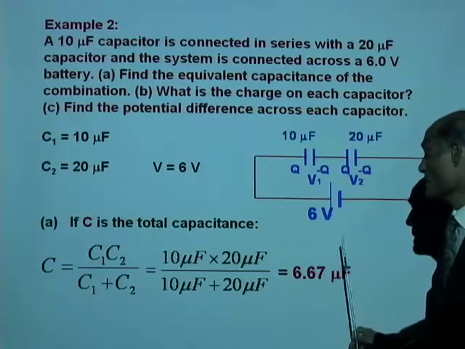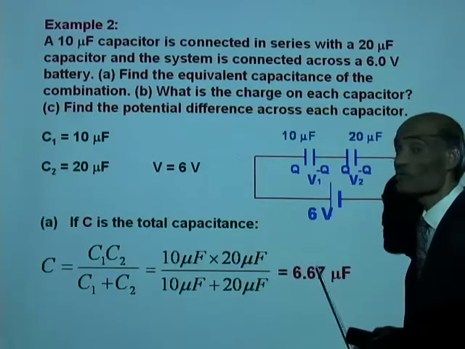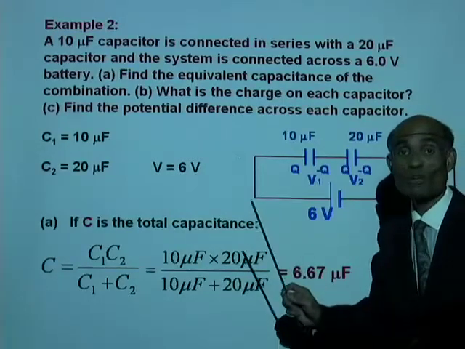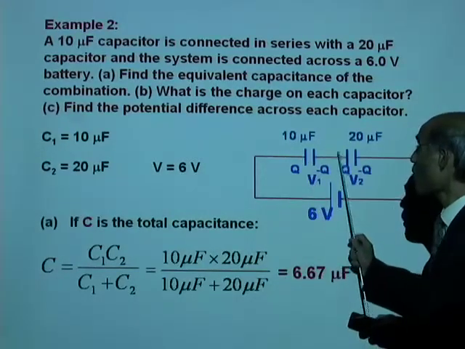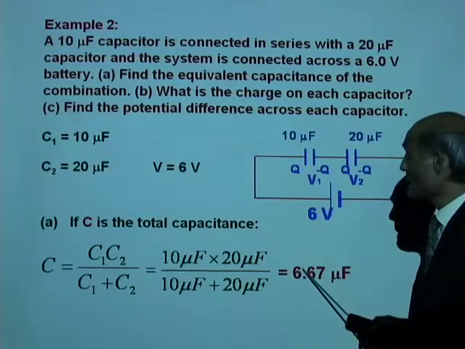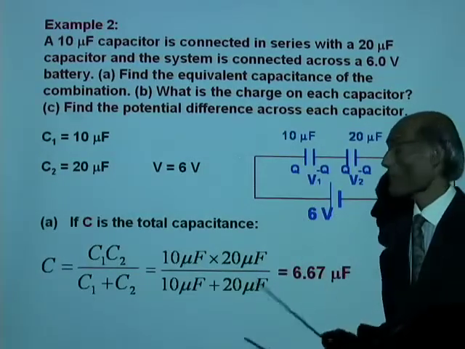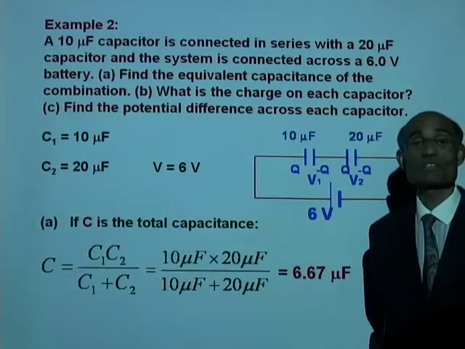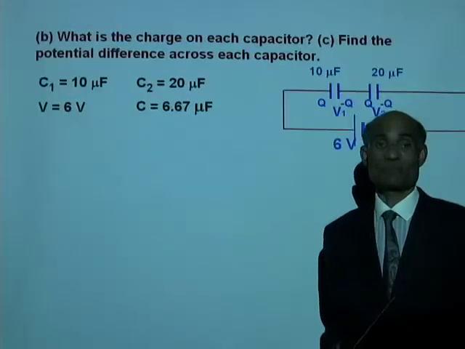You see, when capacitors are connected in series, the total capacitance will be smaller than the smallest of the two. The smallest of the two is 10. The total capacitance is less than that. So your total capacitance is 6.67 microfarad.